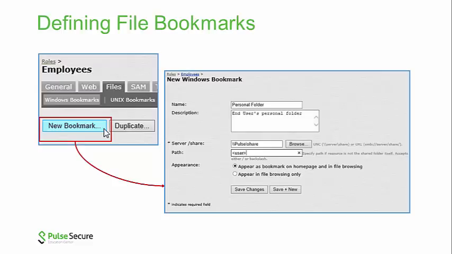File bookmarks can appear on the user's Pulse Secure Connect Secure homepage and under the browsing page or just on the browsing page. Click Save Changes to save your work. If you want to create another bookmark, click Save, and then New, and a new blank bookmark screen will appear.